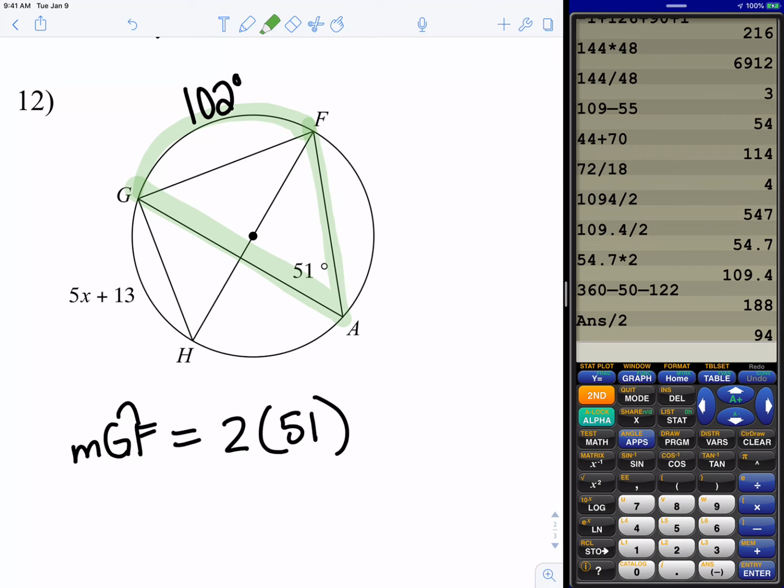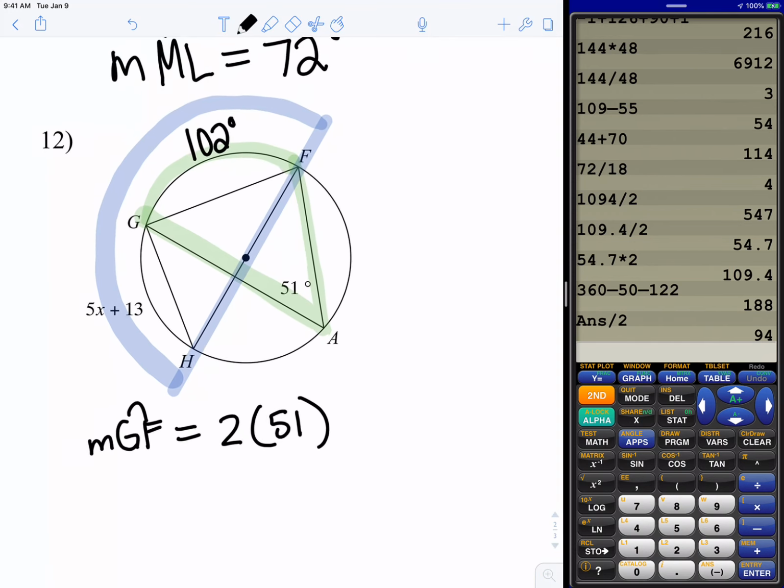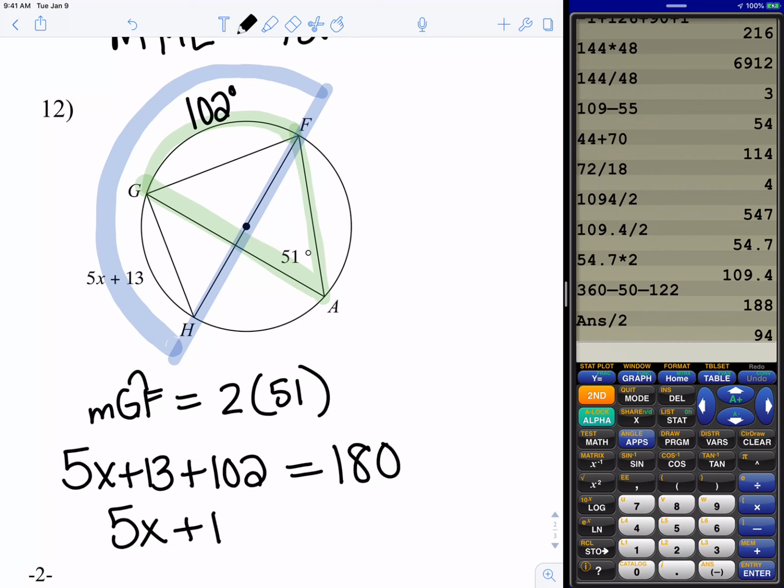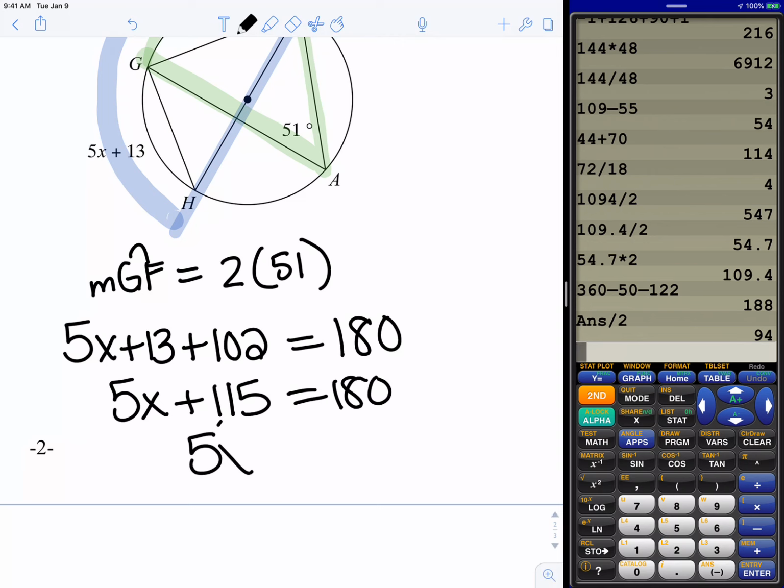Again, I can go back to diameters in this problem because I have a diameter right here, FH, and a diameter cuts off half a circle, or 180 degrees. So these two arcs together have a sum of 180 degrees. So my equation to solve for x will be 5x plus 13 added to 102 equals 180 degrees. So that's 5x plus 115 equals 180. Subtract 115. I get 5x equals 65. Divide by 5. X is 13.